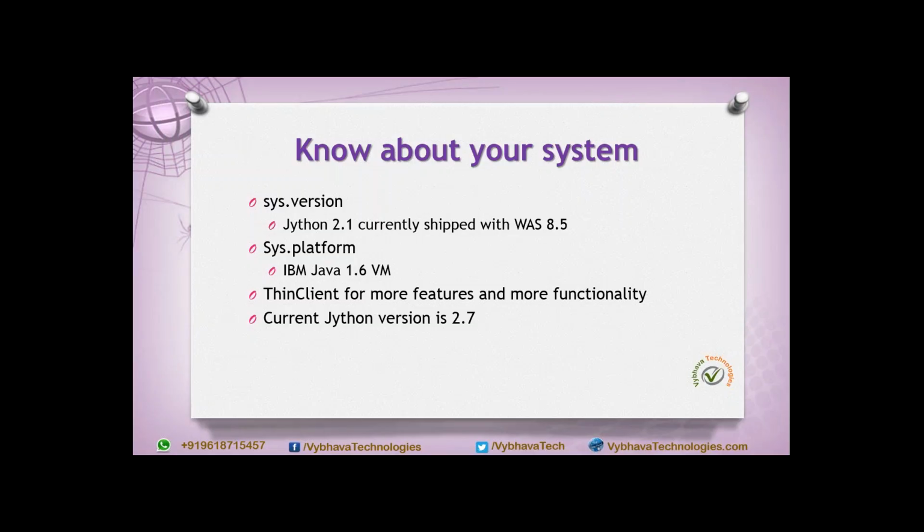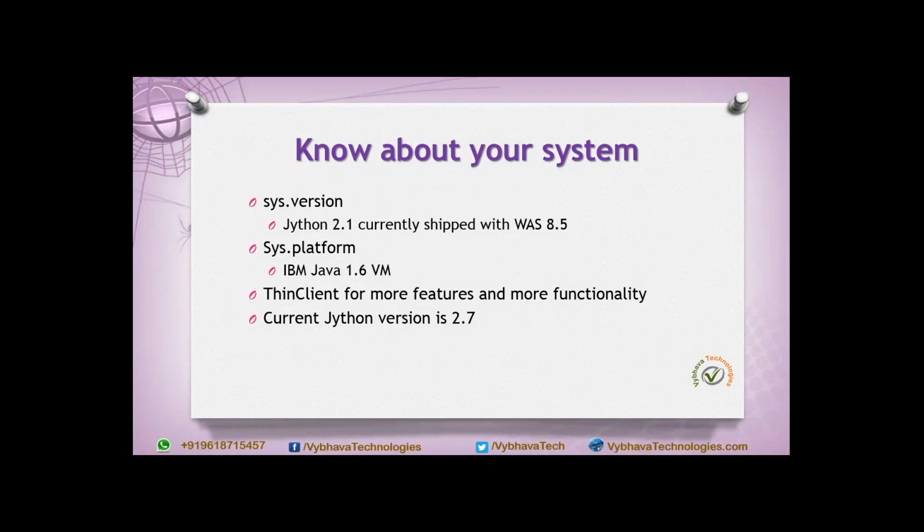How do you know your system version, what version you are using? WAS 8.5 has an older version of Jython. It does not come with the latest version. That is the biggest problem with WAS. 2.1 is the oldest version present in your wsadmin. If you type the system platform in your shell, it will tell you which JVM it is using.